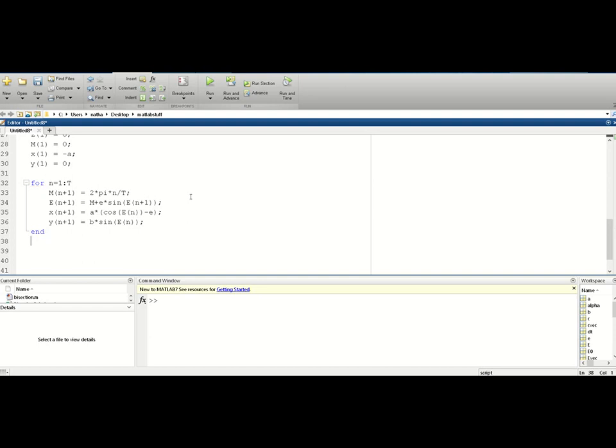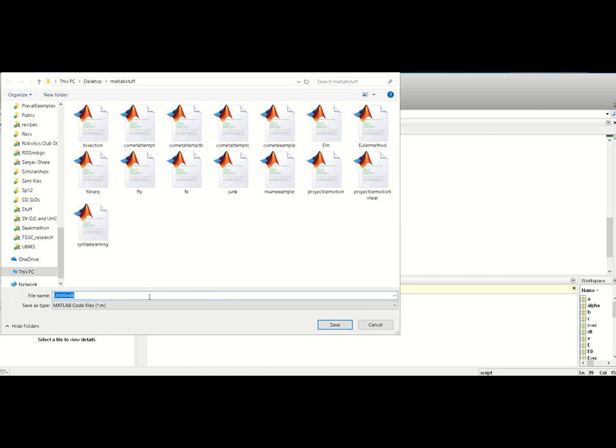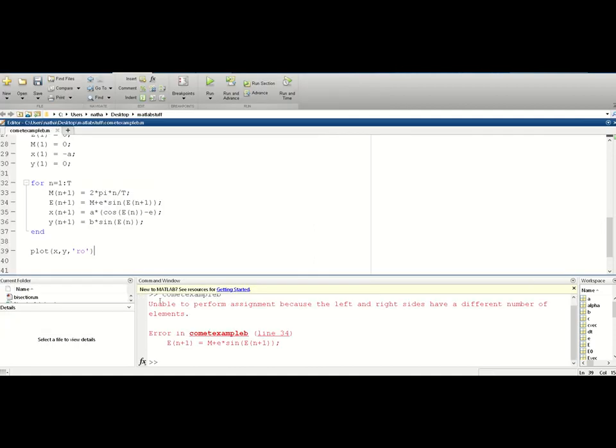And so now off of this, theoretically, we should be able to plot. Let's just go try a very basic plot of x versus y in a bunch of, let's say, red circles, so we can see where it's been over time, because with a line you'll just see the circle carved out. Okay. Comet example B. I've made way too many of these today.